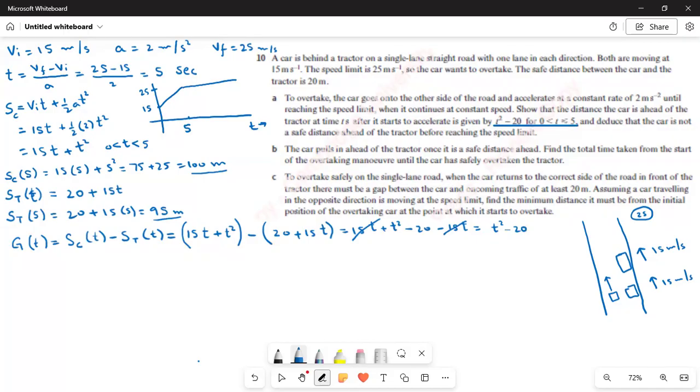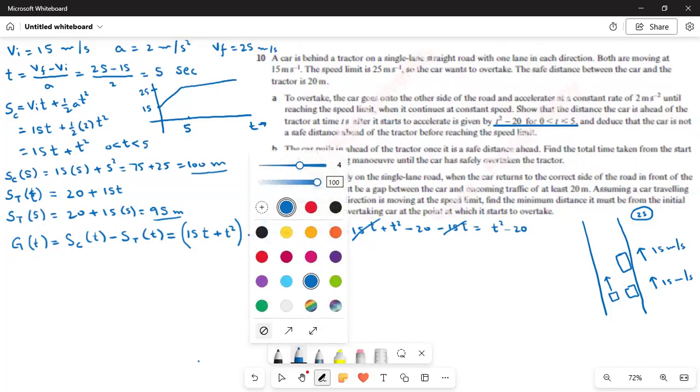Okay, so to overtake, the car goes onto the other side of the road and accelerates until it reaches the speed limit, when it continues at that speed. Show that the distance the car is ahead of the tractor at time t after the start of accelerating is t square minus 20, and deduce that the car is not a safe distance ahead. Okay, and so we are done, right? This was part A. So let's do part B now.